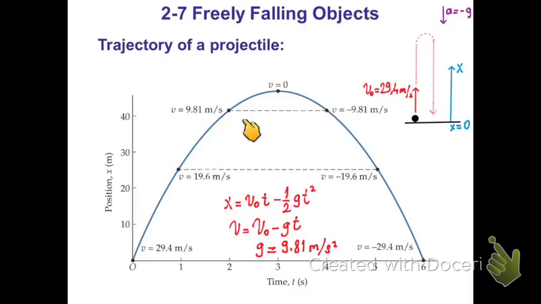And of course, after the maximum height, it will again fall down to the earth, and you see the second half of the motion, the trajectory will go back to 0 value at time t equal to 6 seconds.